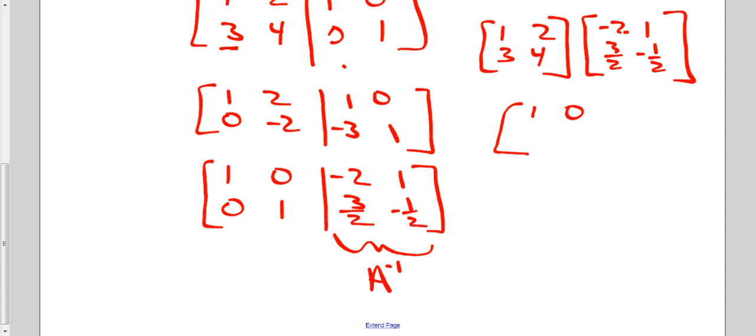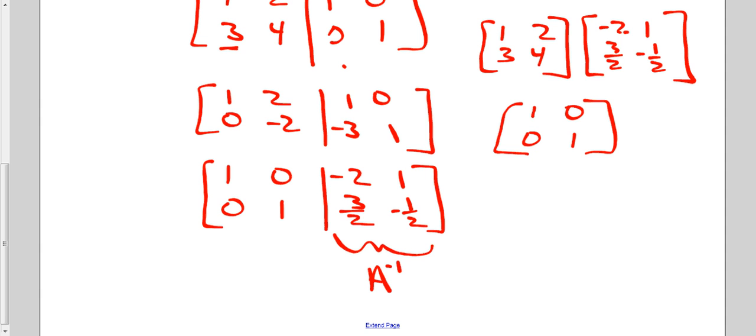Okay, now for this entry right here, the bottom left, negative 2 times 3 is negative 6 plus 3/2 times 4, which is positive 6. Those cancel out, I get 0, right? Now it's the bottom row times the right-hand column. 1 times 3 is 3, plus 4 times negative 1/2, negative 2. 3 plus negative 2 is 1.